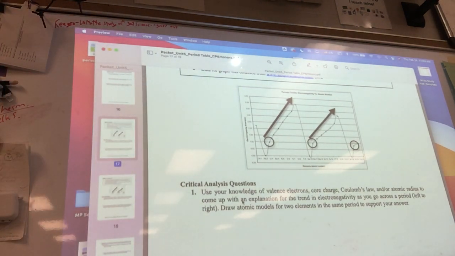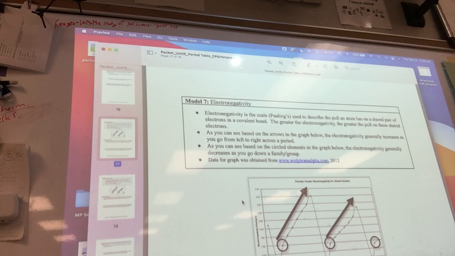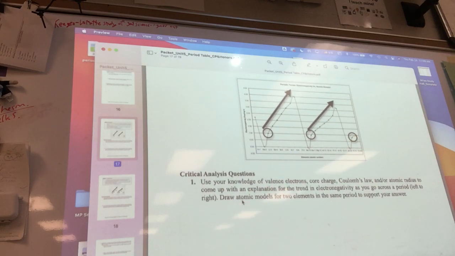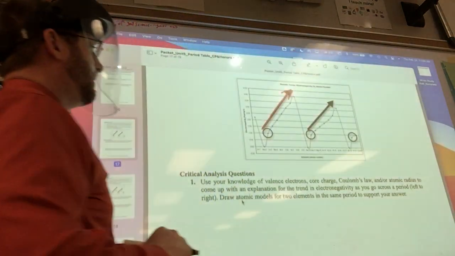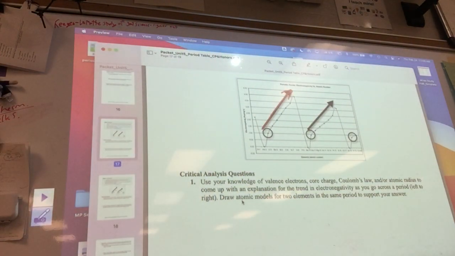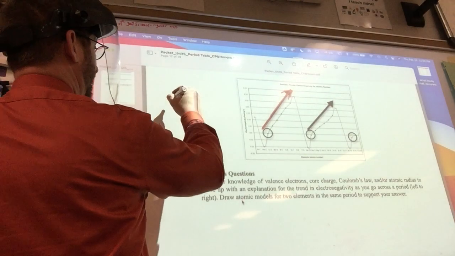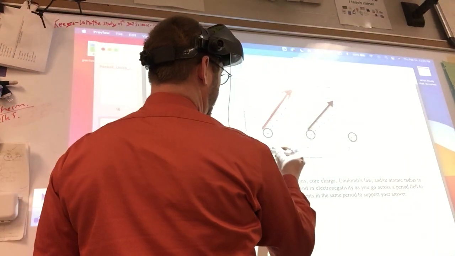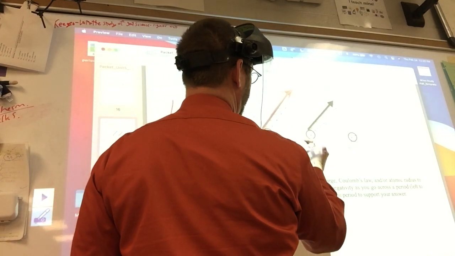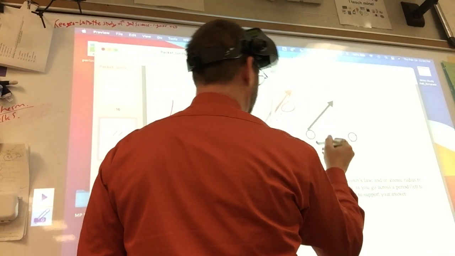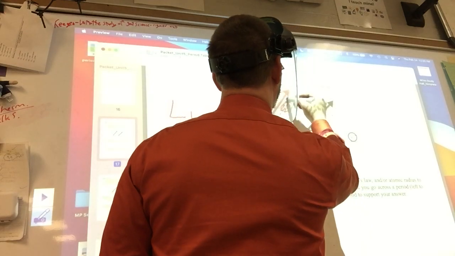All right, so group 1, model number 7. As you go left to right on the periodic table, what happens to electronegativity? It increases, yep. And what two elements did you pick to compare? Li and N. Perfect. So here's a lithium, and here would be one of those. I guess it's this one here, nitrogen.